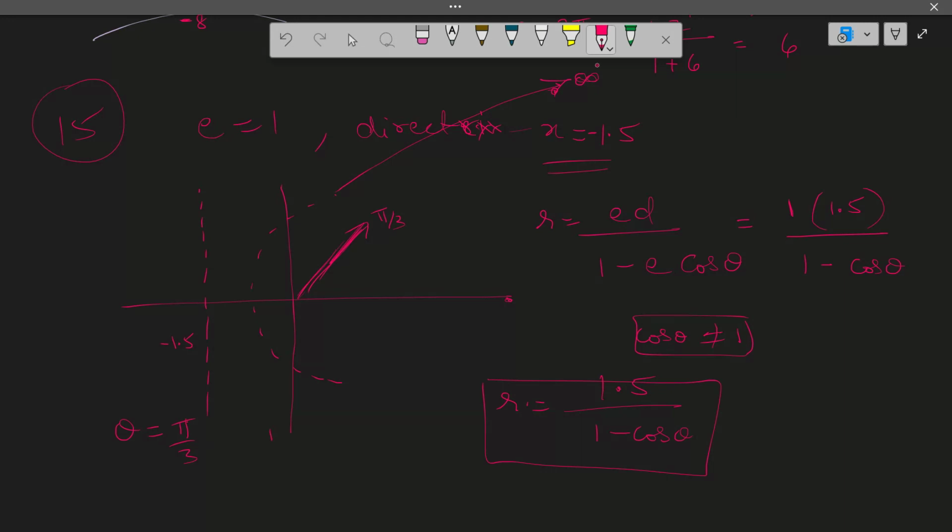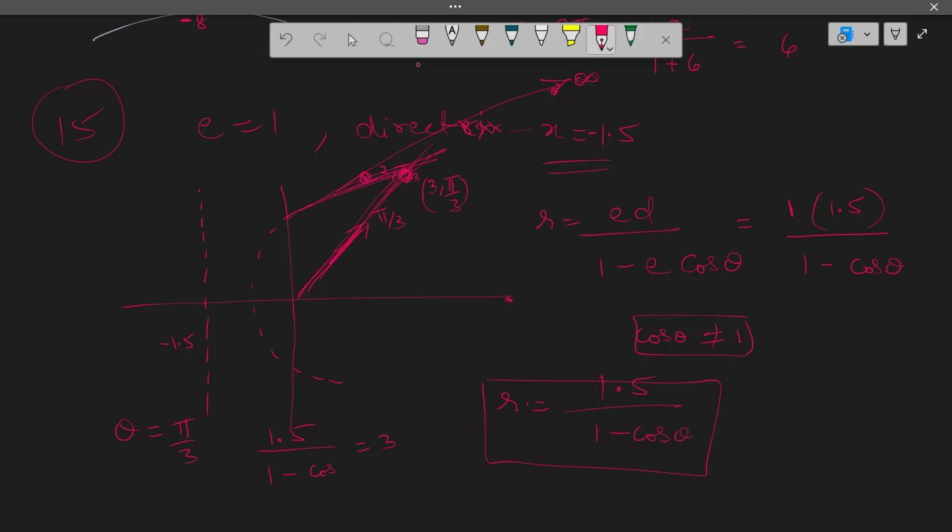Now if theta is pi by 3, it would be 1.5 over 1 minus cos of pi by 3. So cos 60, I'm just going to put that in the calculator, I'm not breaking my head over it: 1.5 divided by parentheses 1 minus cos of 60 close parentheses, that's going to be 3. So therefore the value here is going to be 3 comma pi by 3. So when you graph this, wherever the curve is, this point is going to be 3 comma pi by 3, r theta here.